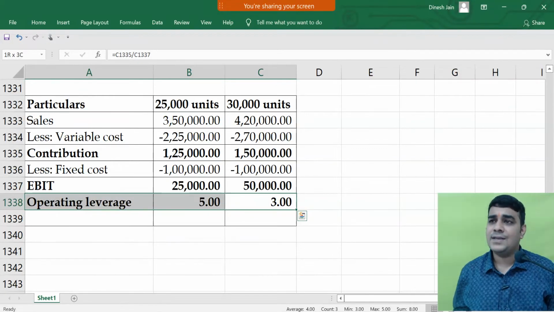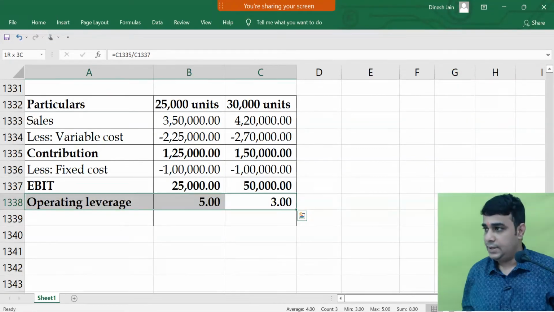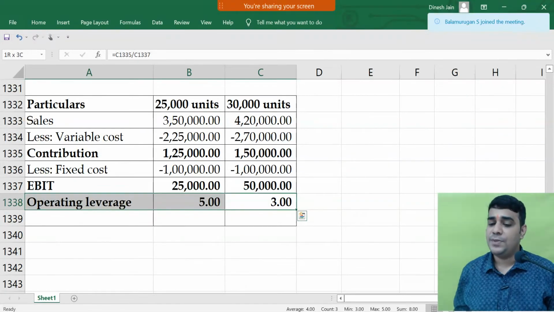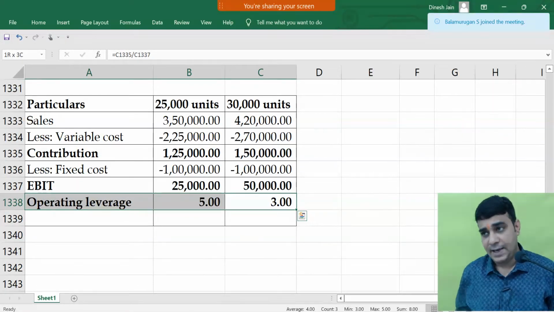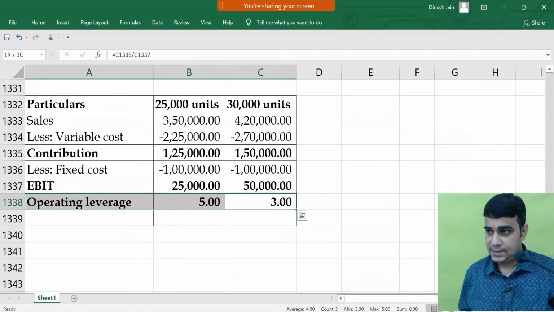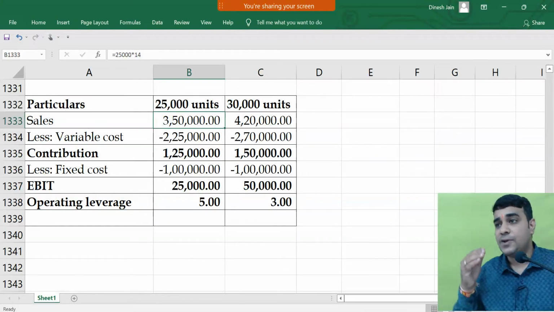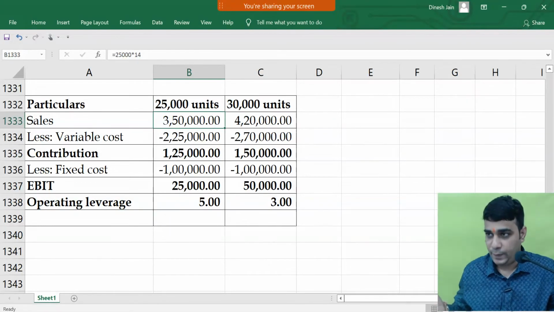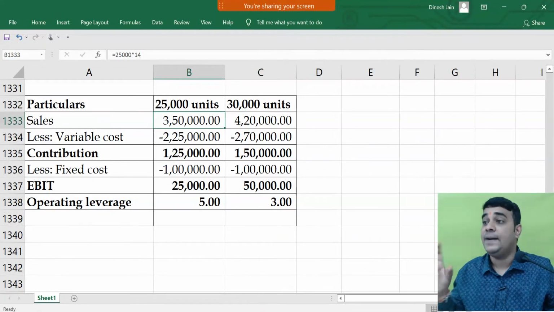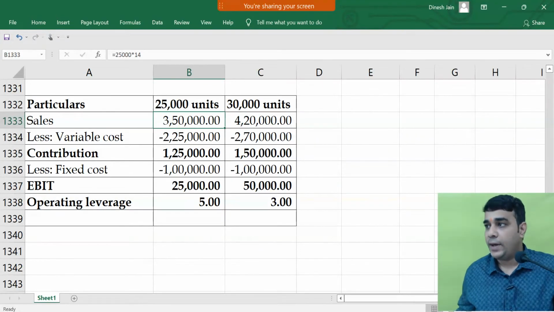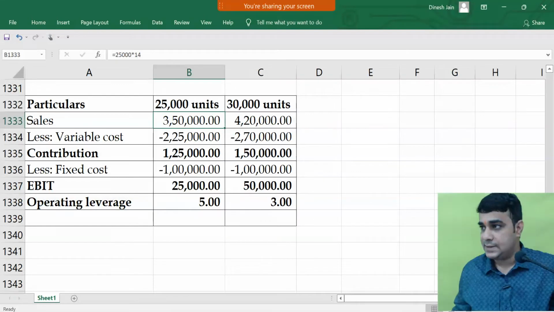Now, what does operating leverage indicate? It measures how much the change in EBIT will be for a percentage change in sales. For example, when I started with 25,000 units, 3,50,000 is the sales. Sales of 3,50,000 going up to 4,20,000 is a 20% increase.